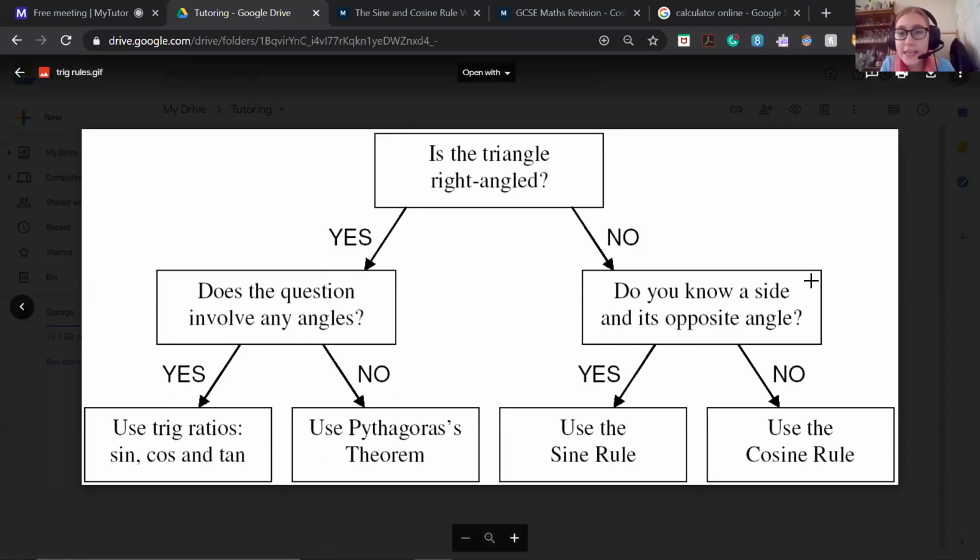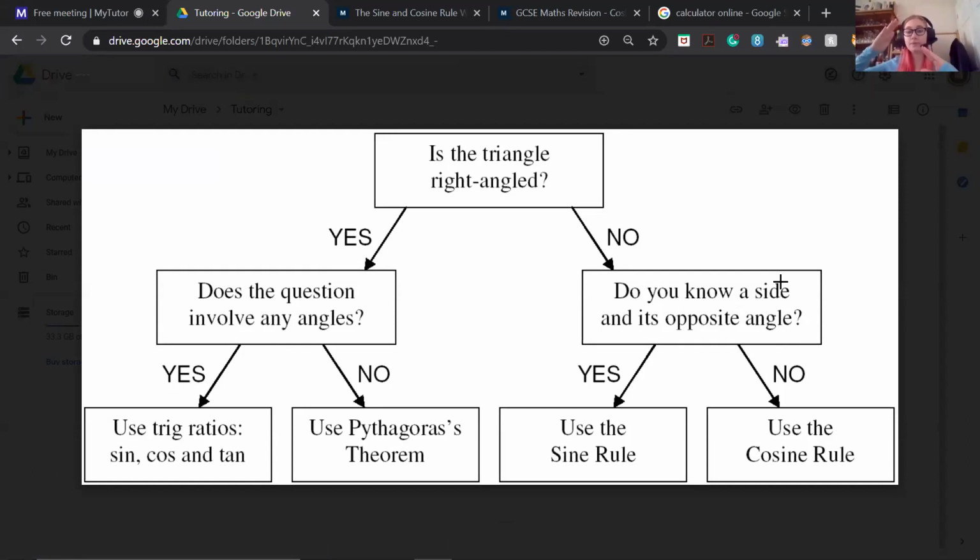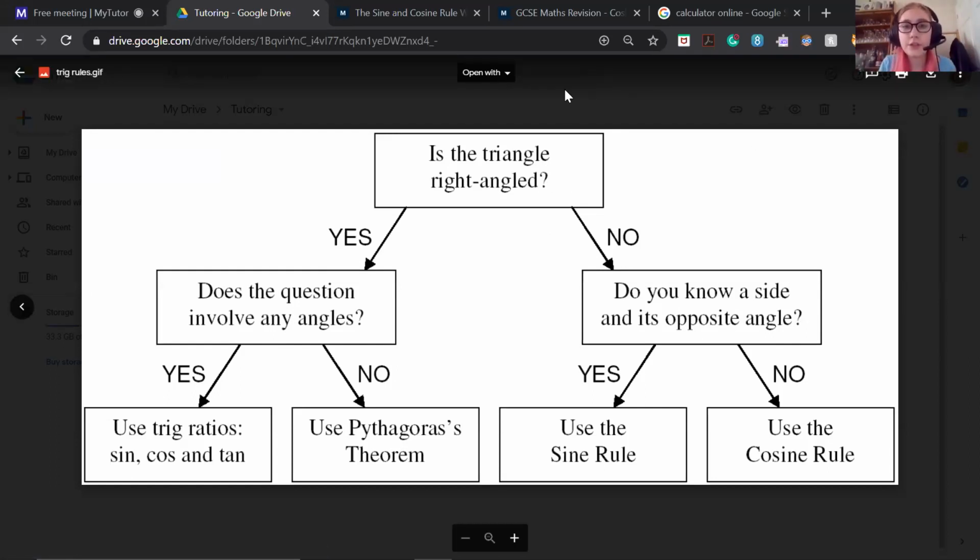And this is the key question here. Do you know a side and its opposite angle? So do you actually know them? So not is one of them X. Do you actually know a side and its opposite angle? And if you do, then use the sine rule. If not, use the cosine rule. So this is a really good thing to kind of remember.